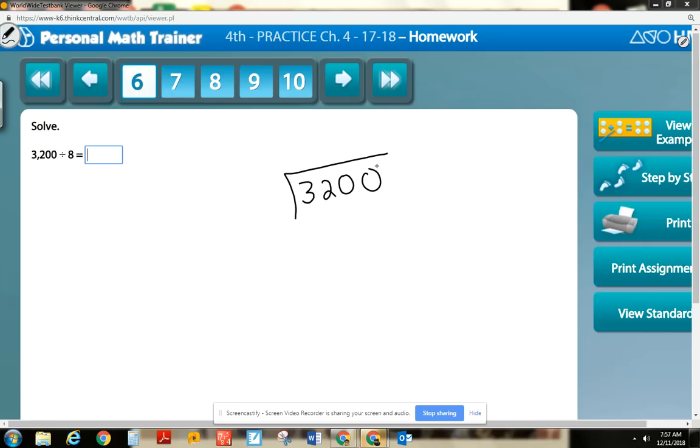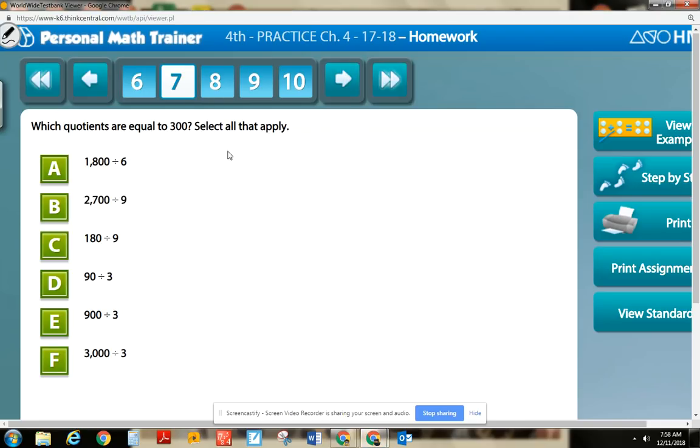Make sure that you are accurate with your math facts. And right away, I can see how I can read this number is 3,200. And how many 8s fit into 32? 400. So make sure that you are looking at your place value for a question like this. Question 7 is the same type when you're looking at place value, and we are looking for anything where the quotient's equal to 300. We're going to click on it. So make sure that you are really looking at your place value and you are solving these problems.